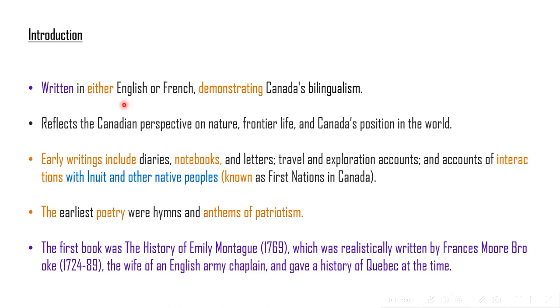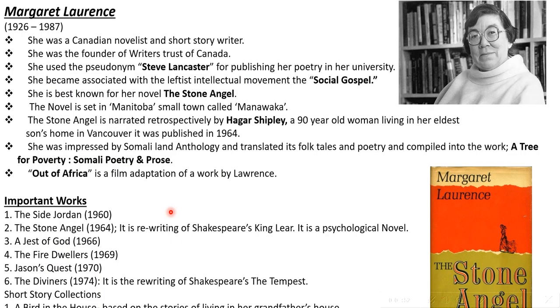So I have taken the major ones, such as Margaret Laurence. Margaret Laurence was born in 1926 and she died in 1987. She was a Canadian novelist and short story writer, and also a founder of the Writers' Trust of Canada. She used the pseudonym Steve Lancaster for publishing her poetry in the university. And she also became associated with a leftist intellectual movement known as Social Gospel.